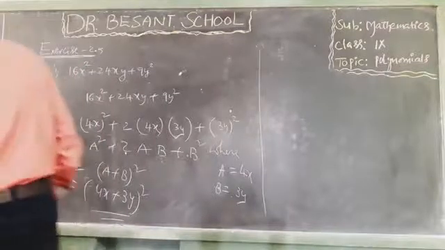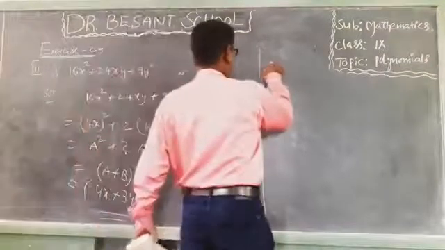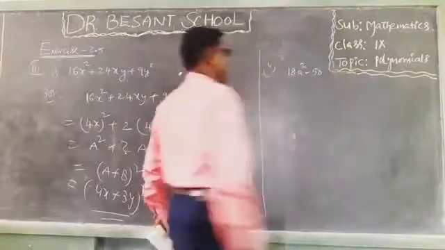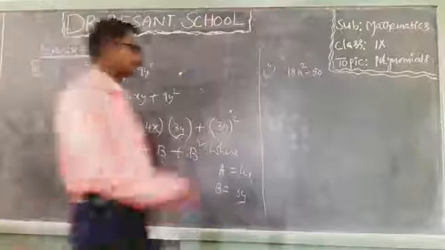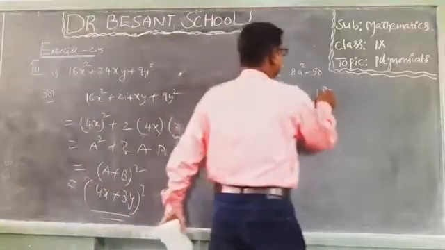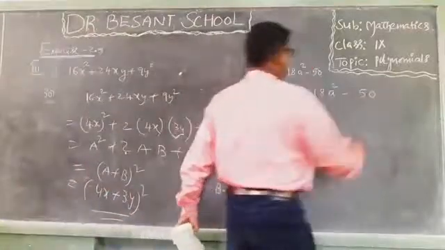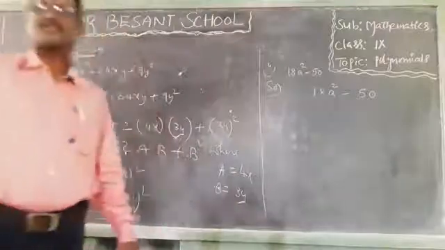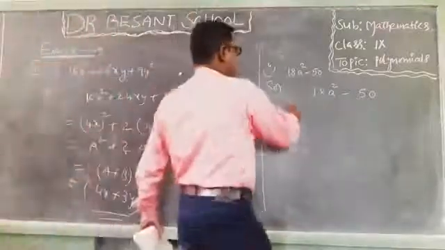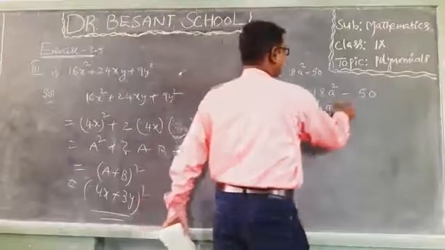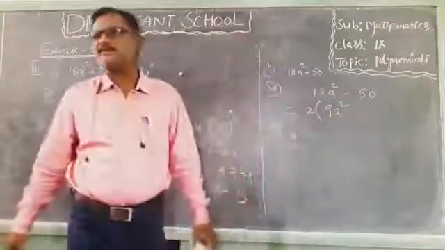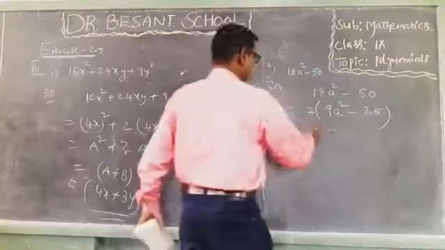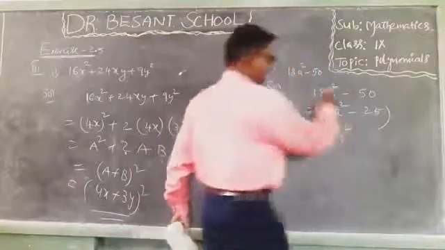That is the fourth one, 18a² − 50. See, children, the fourth one from this Roman: 18a² − 50. 18a² cannot be written as something square because 18 is not a perfect square. Make 2 common. 2 into 9a² is 18a², minus 2 into 25 is 50. So 2 into it can be written as (3a) whole square.